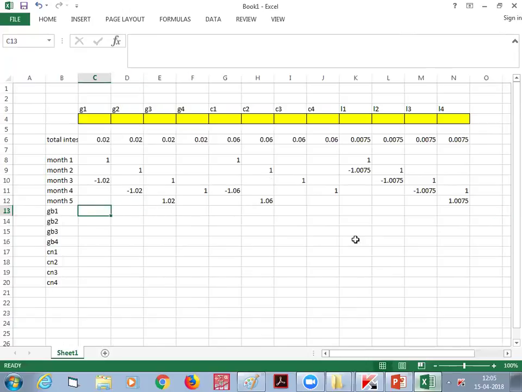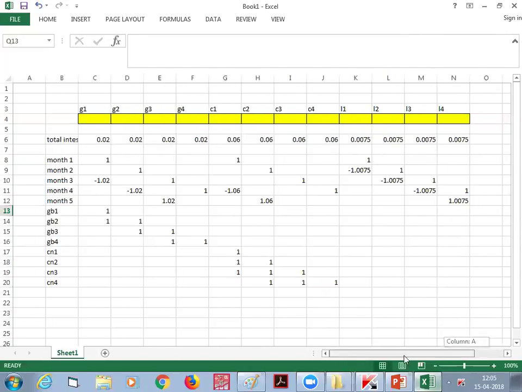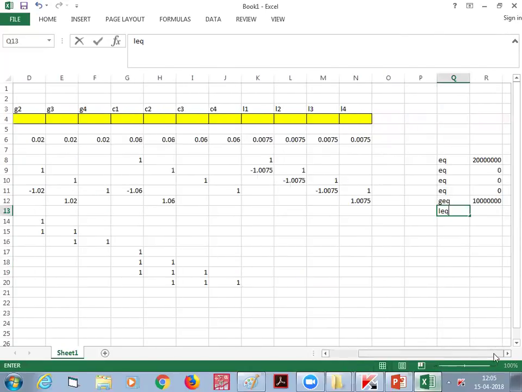Now, the government bonds. First month only G1, then G1, G2, G2, G3, G3, G4, right? These are for government bonds. Then C1, C1, C2, C1, C2, C3, then C2, C3, and C4. All of these should be less than or equal to 8 million, right?